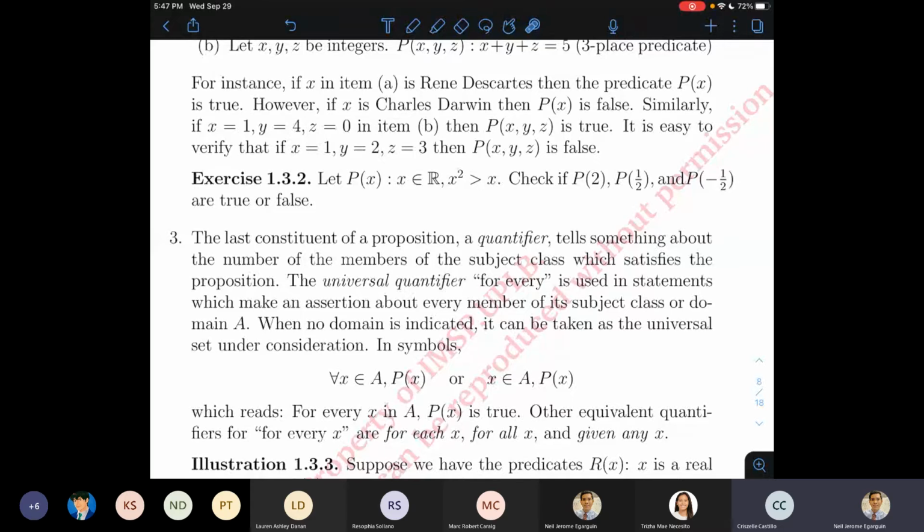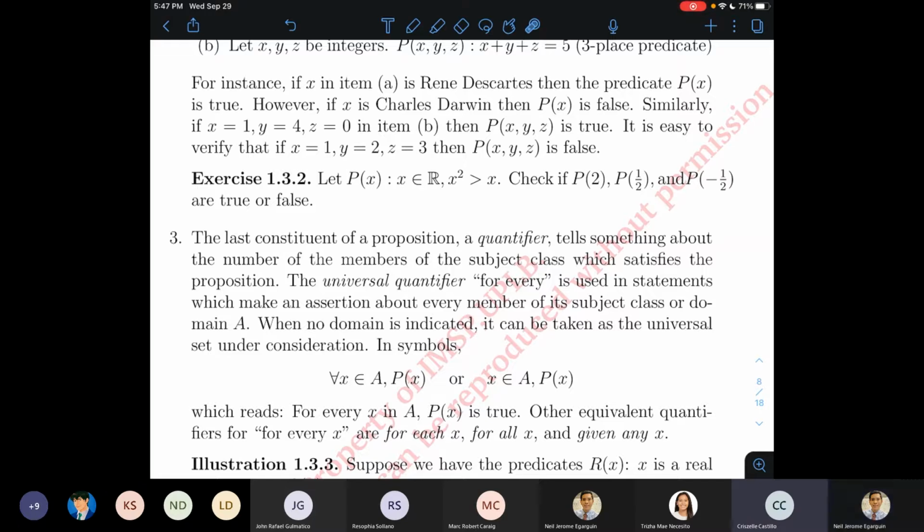And then, oh yes, John Raphael. Yung next na po ba, yung 1/2? Yung next na, P of 1/2. P of 1/2 po ay false because pag square po yung 1/2, it is equal to 1/4. And 1/4 is not greater than 1/2. Okay, great. So P of 1/2 is false. Okay, Perlene, I saw your hand is raised. How about P of -1/2?